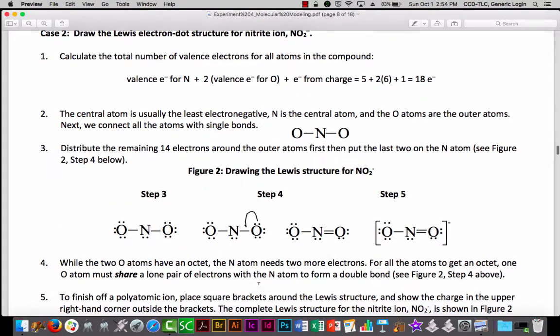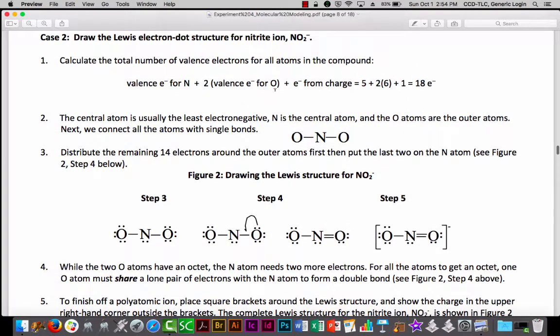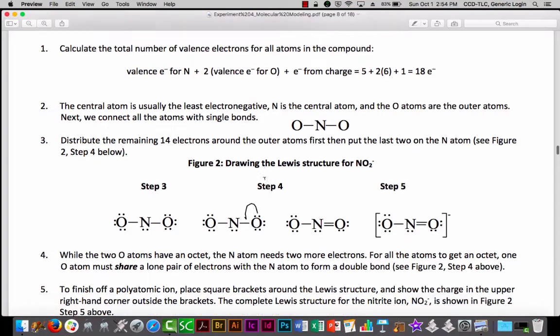Let's look at the nitrite ion though, NO2-. So this is a polyatomic ion. First we want to calculate the total number of valence electrons for all the atoms in the compound. So valence electrons for nitrogen plus 2 times the valence electrons for oxygen plus the electrons from the charge. Nitrogen has 5 valence electrons, each oxygen has 6, and we have to add 1 electron for the -1 charge. So we get 18 electrons.